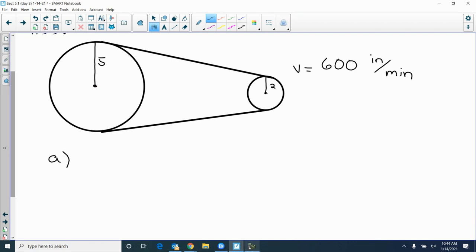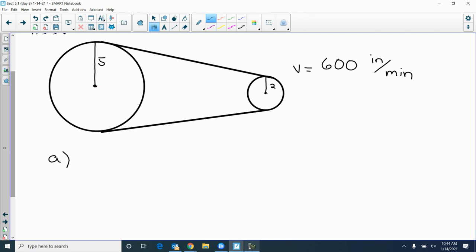I just found the circumference of the pulley and then took 600 divided by that answer. Okay, that's exactly right. The linear speed is 600. So it doesn't move, but you got to think, what would happen if it moved? It would be traveling 600 inches. So that means a point on the rim is traveling 600 inches. If you need to think about it linearly, that's fine.